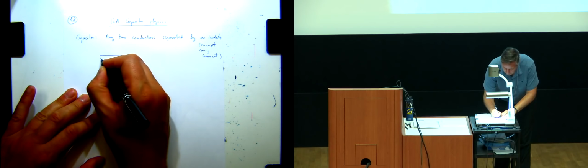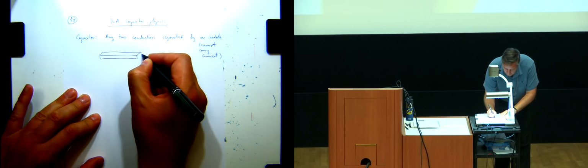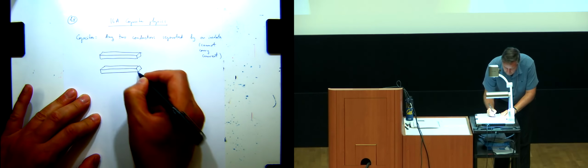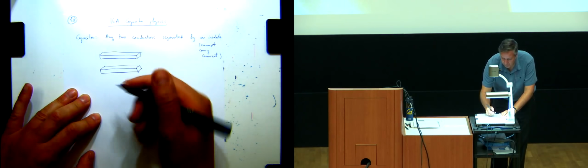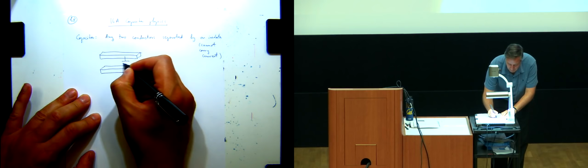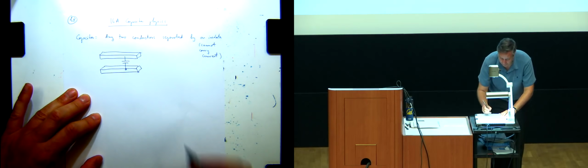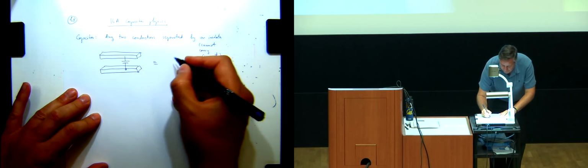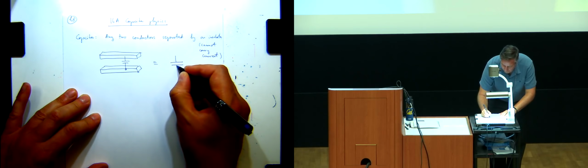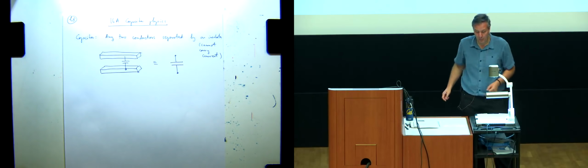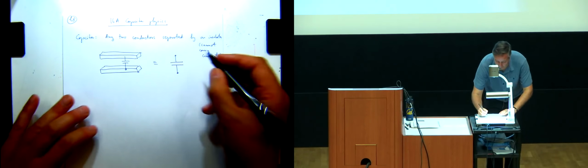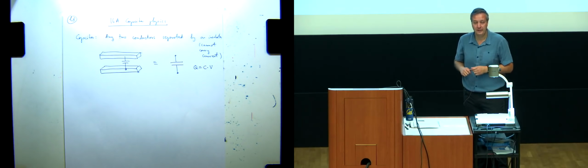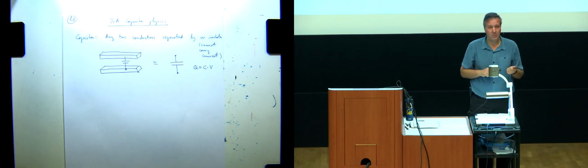So here is one conductor, and let's say there's another conductor here. There will be some capacitance between these two conductors. This is the physical model, the geometries. In circuits, we're just going to model it as a single component, C. And there will be a relationship between charge and voltage. This is what we already defined, but now we're going to see where that comes from.